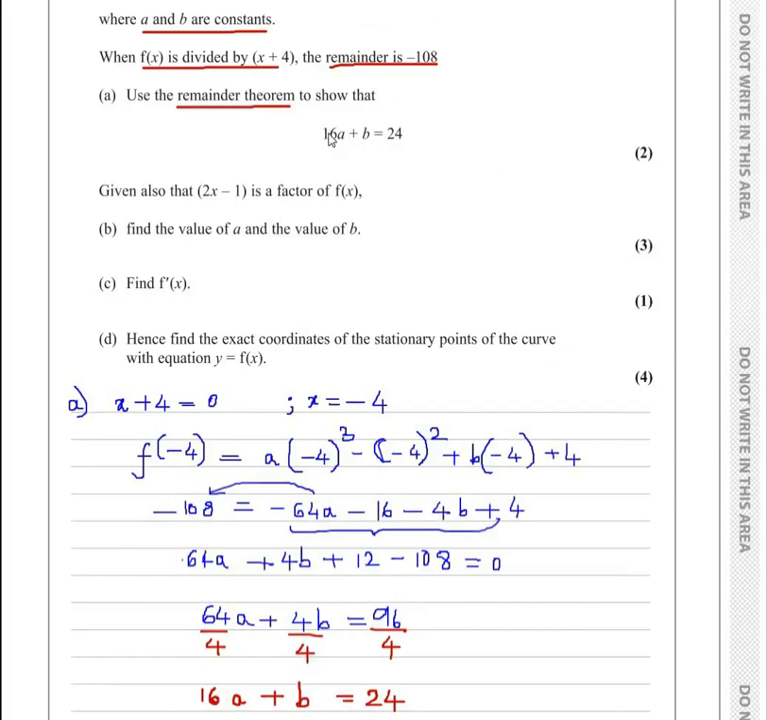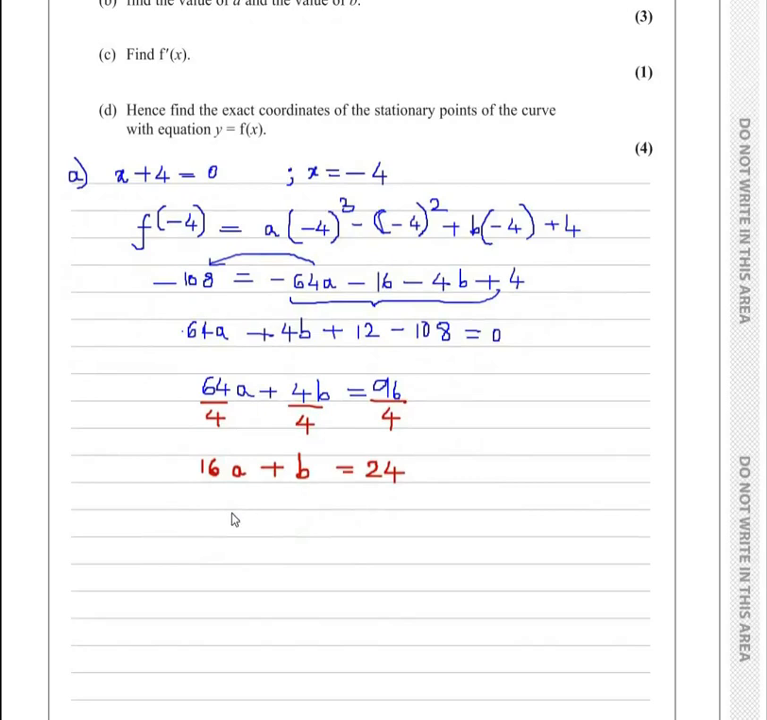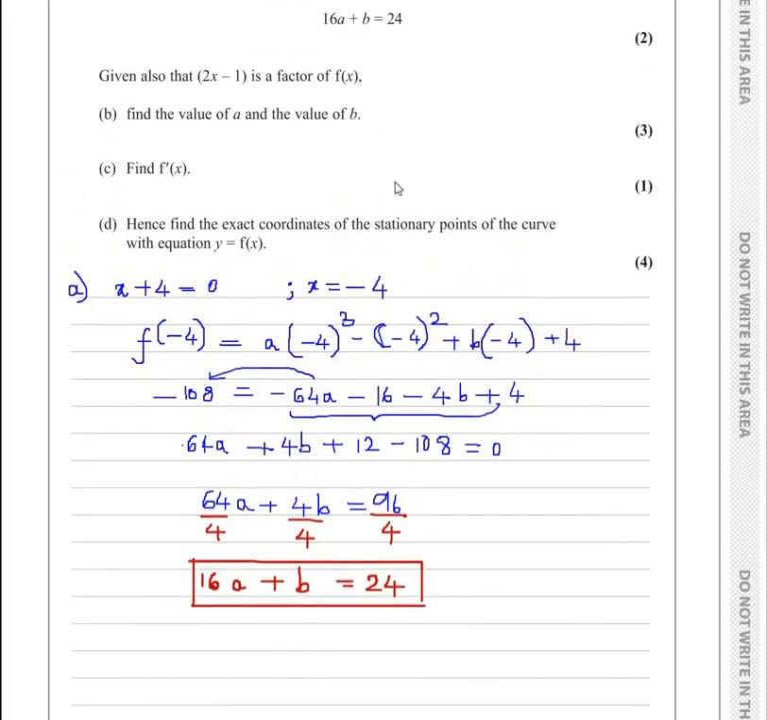They had asked us to show that 16a plus b is equal to 24. We just showed that 16a plus b is equal to 24. So this is the answer we got for part A. Part A is completed. Now if we look at part B, we are given also that 2x minus 1 is a factor of f of x.